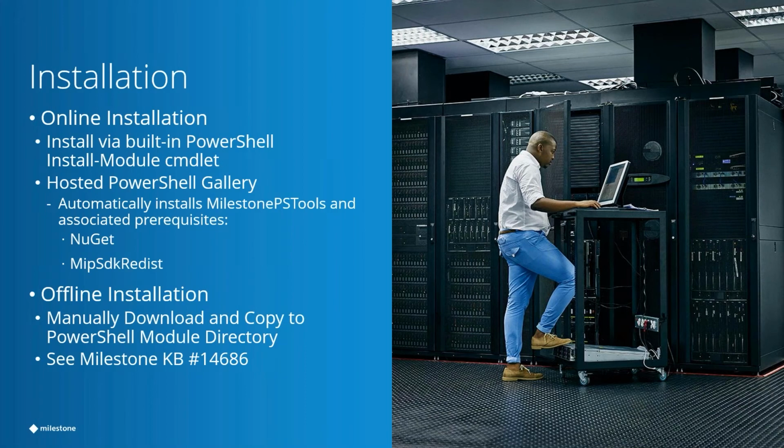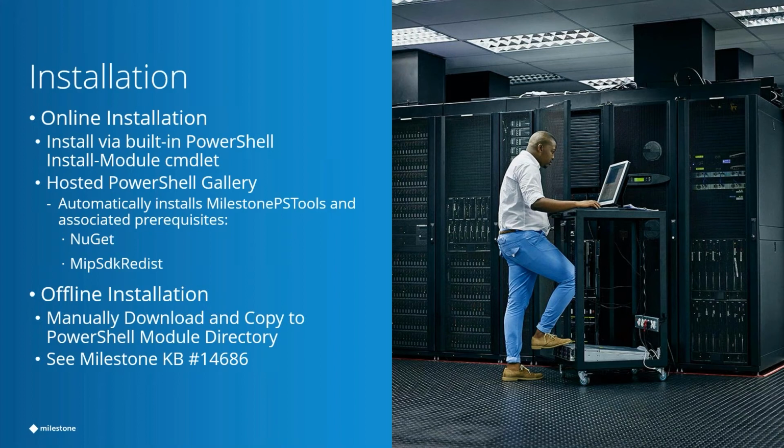So how do we do an installation of Milestone PS tools? Well, there's two different ways you can do it. We have an offline method. The offline method will allow you to basically download the individual modules and copy them directly into the PowerShell module directory. I'm not going to cover this today. You can look at our knowledge base article. I'm actually going to link to this knowledge base article in the chat here in a little bit, but it's 14686. It's a great article. It was actually linked to in the registration link of this webinar as well.